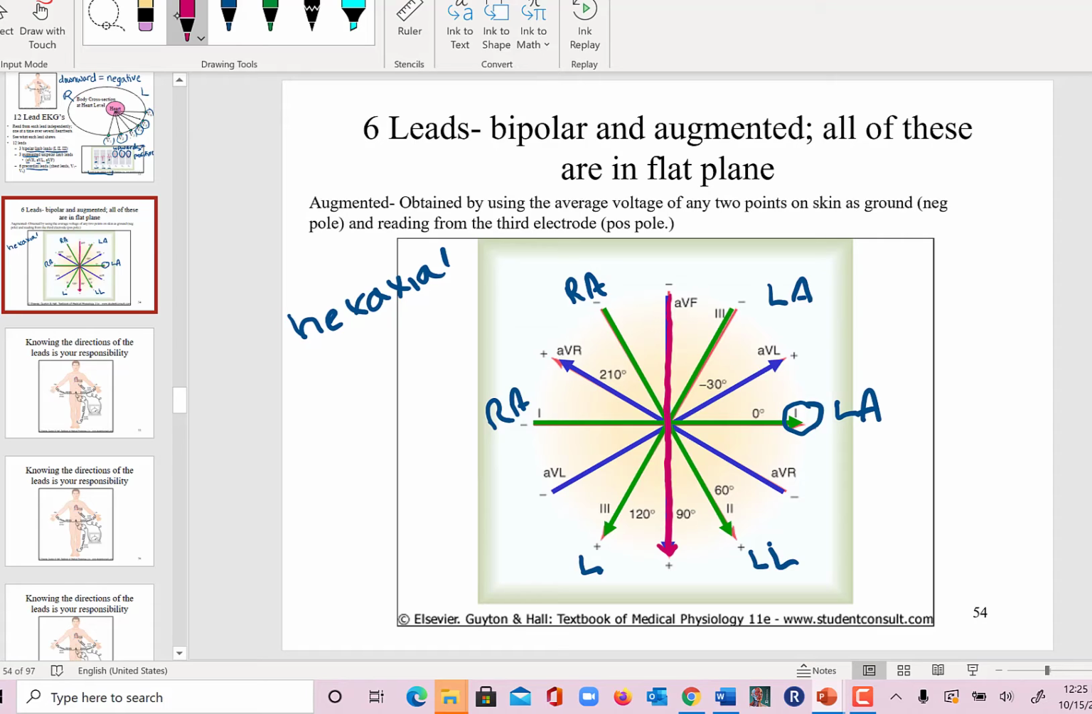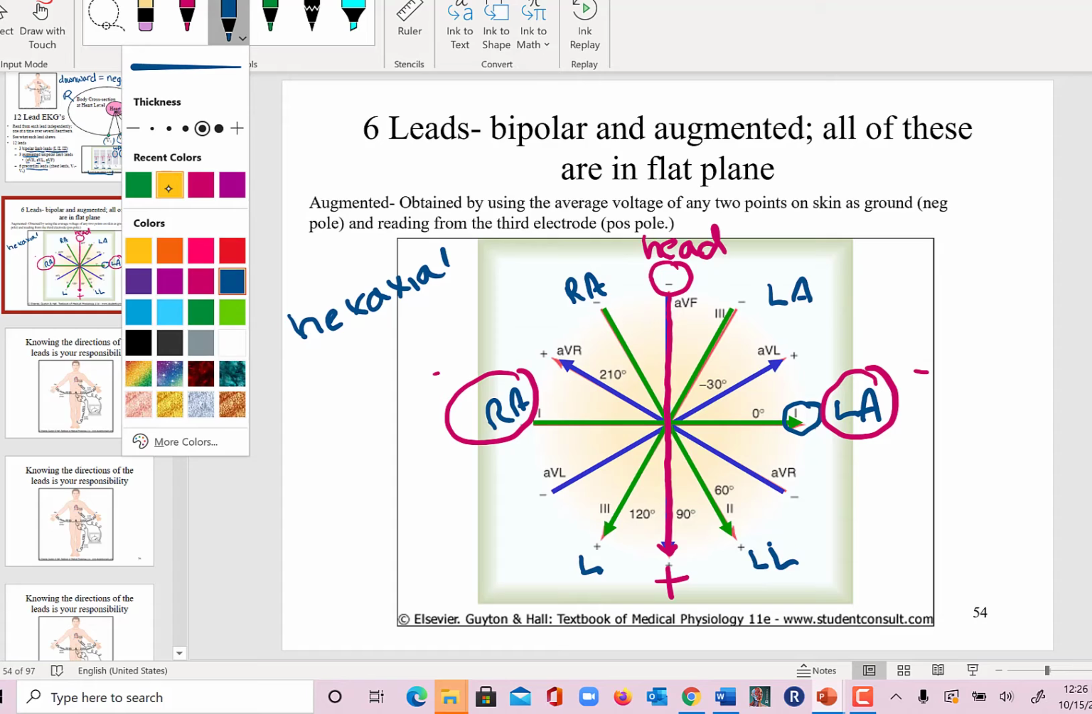So the machine takes an average for the negative pole. And that's why for AVF, the negative pole is roughly where your head is. It is the average between the right arm and the left arm that are both held negative. And then the feet are held as a true positive. And that's why AVF is pointing straight down. What about AVR? AVR points over your right shoulder.